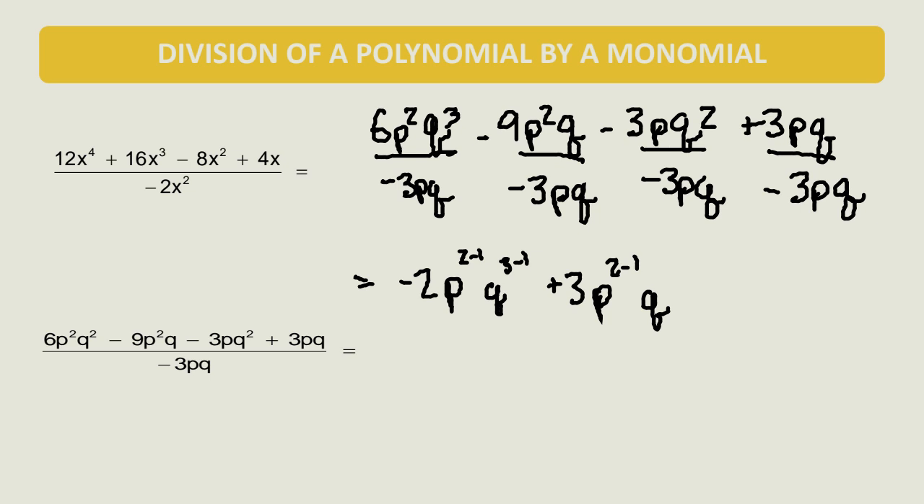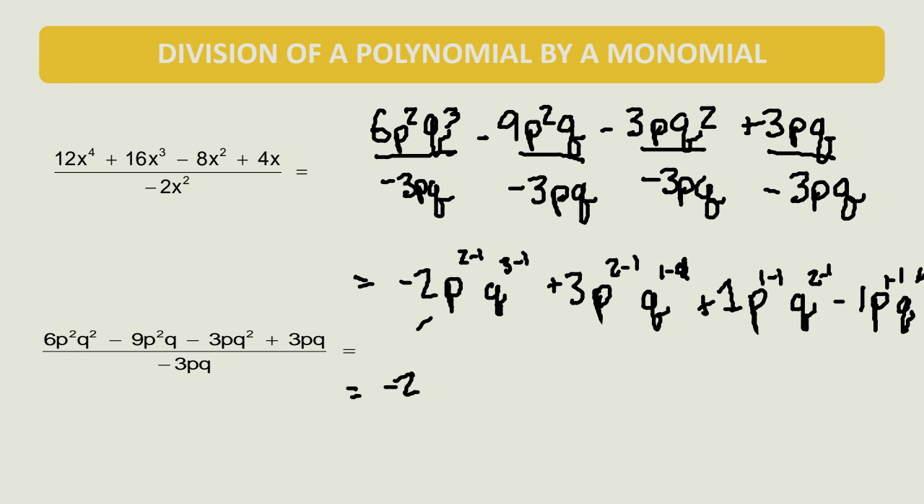Oops, got ahead of myself. Plus negative 3 divided by negative 3 is 1. P1 take away 1, Q2 take away 1, and then minus 1. I'll write the 1. P1 take away 1 and Q1 take away 1. Sorry. Okay, so I get negative 2, and then I get P to the power of 1. We'll just leave it like that. Q squared.